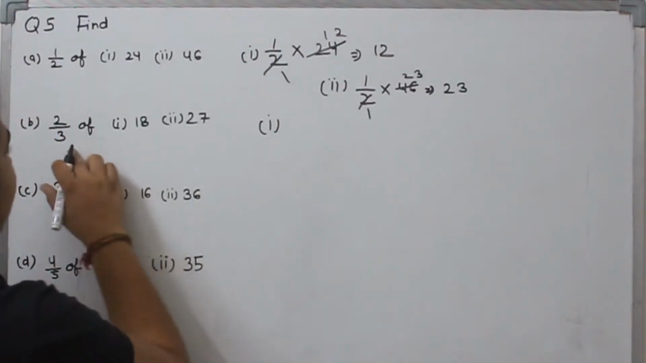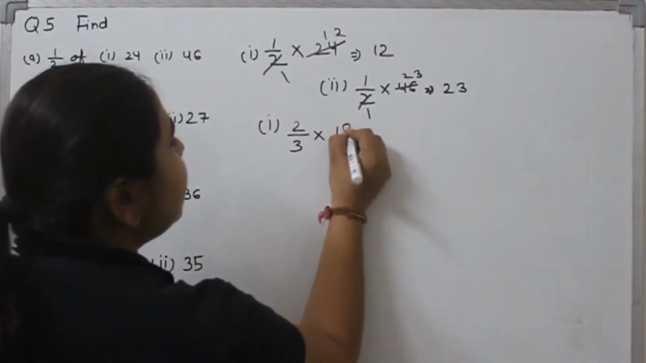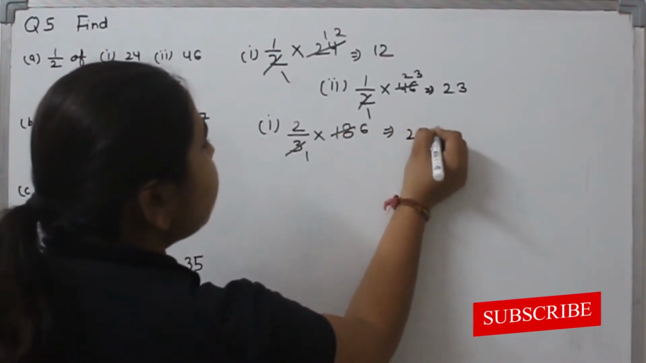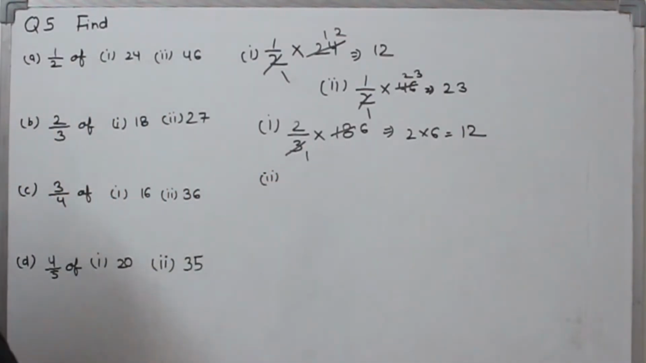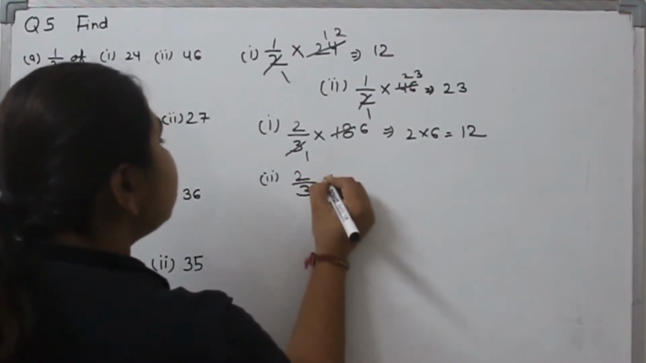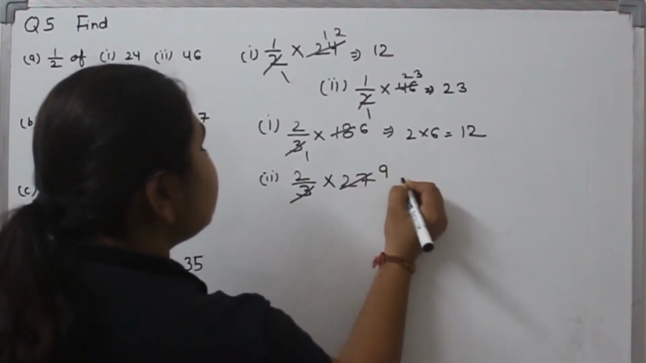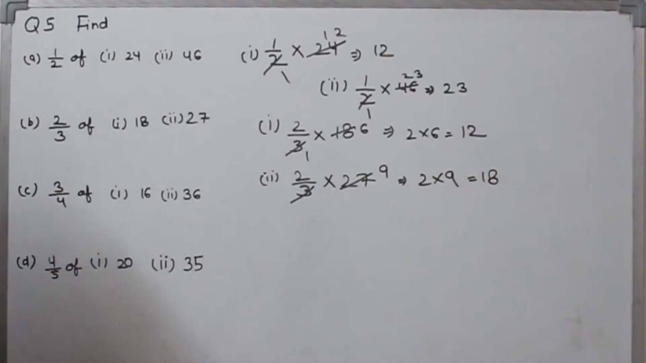We start with part 1. 2 by 3 of means multiply, 18. 3 sixes are 18. 2 multiplied by 6 is equal to 12. Part 2: 2 by 3 of means multiply, 27. 3 nines are 27. 2 multiplied by 9 is equal to 18.